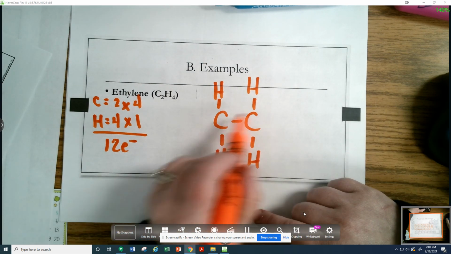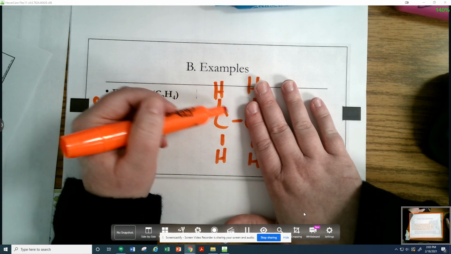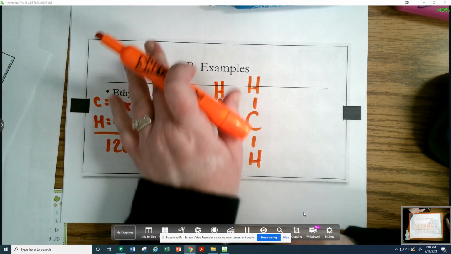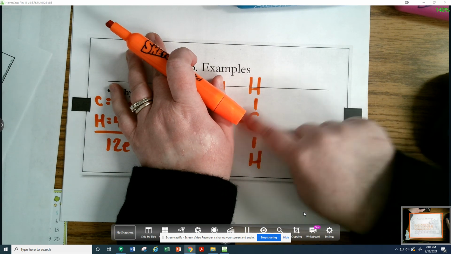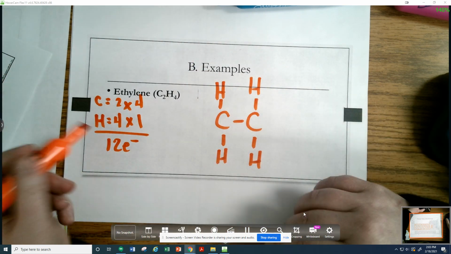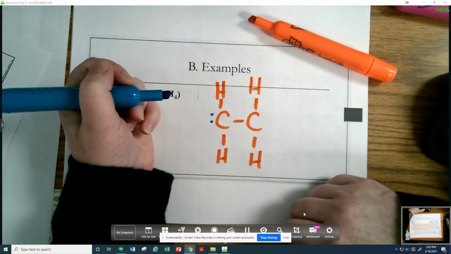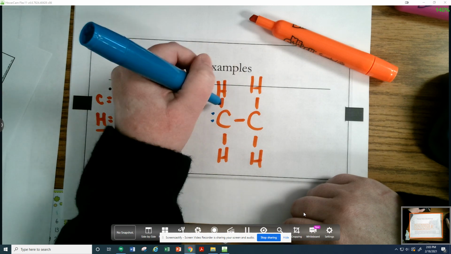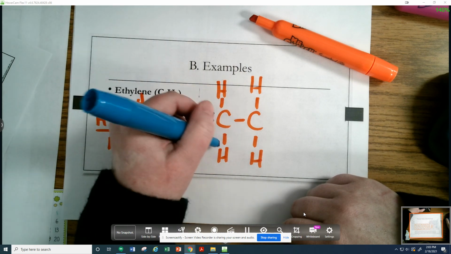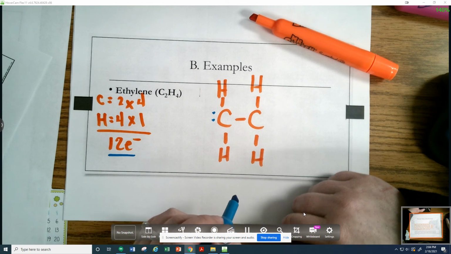So what I have to look at is these central carbons. So this carbon here on the left has 2, 4, 6 electrons. It's symmetrical, so we have the same thing going on with the one on the right. So they each have 6. That means they need 1 more. So I'm going to go ahead and add a lone pair. And if I look at where I'm at, I have spent 2, 4, 6, 8, 10, 12 electrons. I have spent all of my valence electrons.